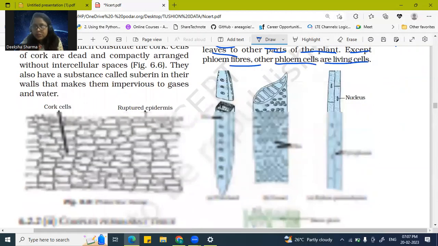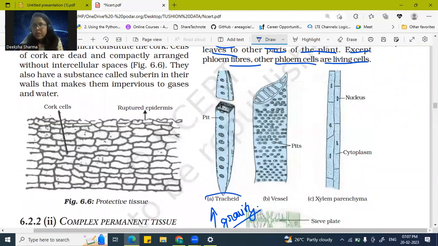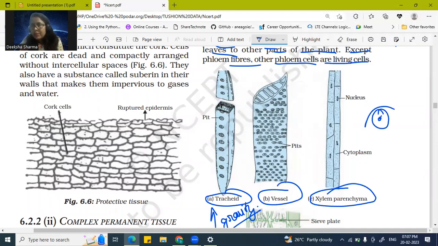ठीक है, यहाँ पे तुम स्ट्रक्चर देख सकते हो ट्रैकिड्स के, वेसल्स के, जाइलम पैरेन्काइमा के. जो डायग्राम है वो आंखें खोल के देख लो, क्योंकि एग्जाम में पिक्चर आइडेंटिफिकेशन भी पूछा जाता है.